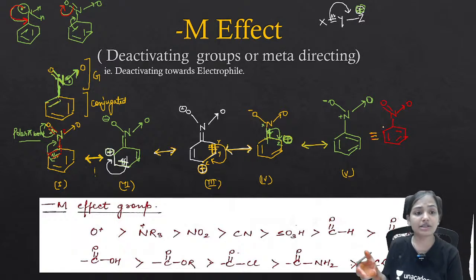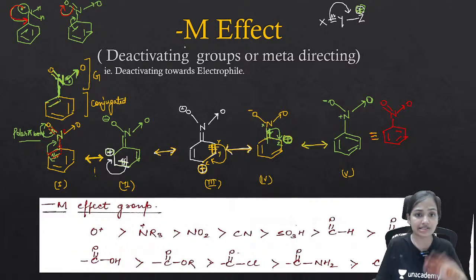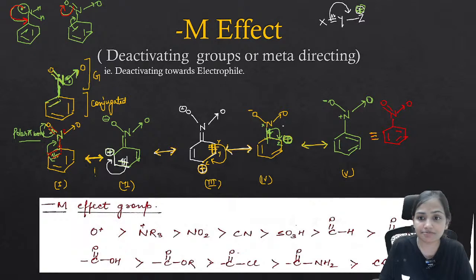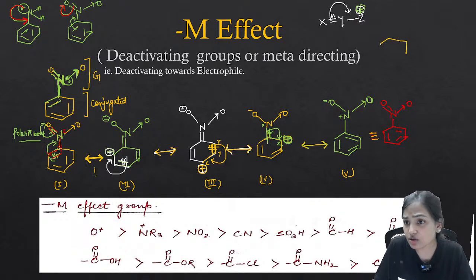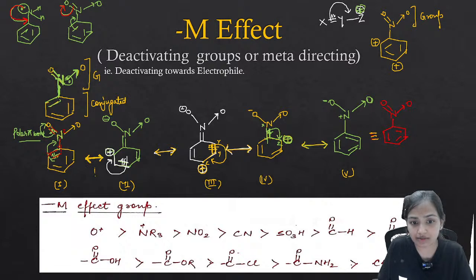Now why is it said to be the minus M effect? As you can see what it is doing. If I see nitrobenzene, in its presence what is happening? In the presence of this particular group, we are developing a polarity over the benzene ring, and over the ortho position we are getting a positive charge. See, here we were getting a positive charge, and here over this particular carbon, that is the ortho position, we are getting a positive charge.